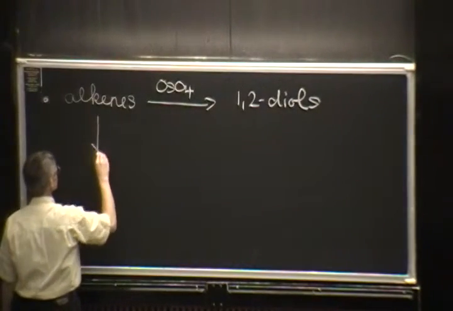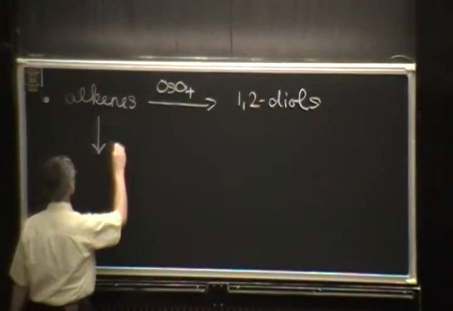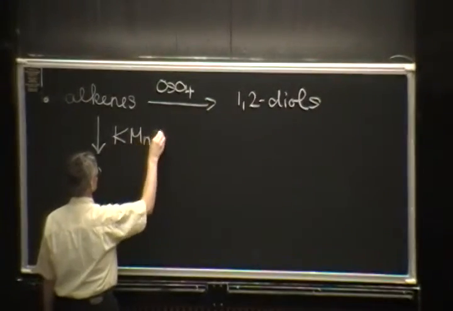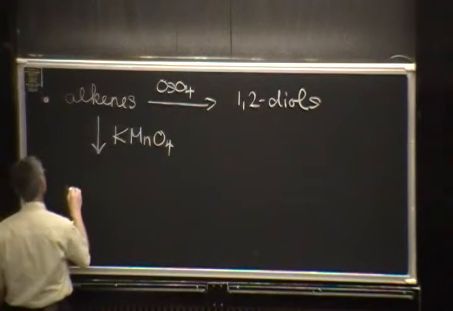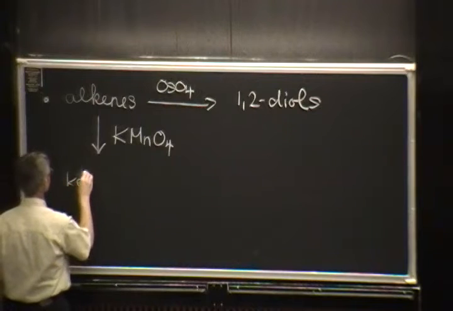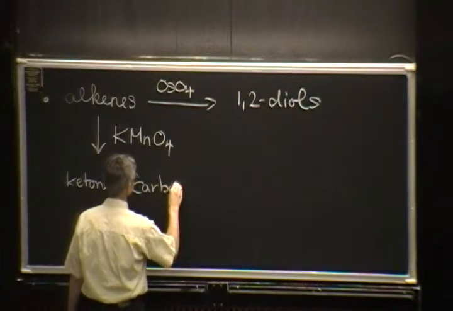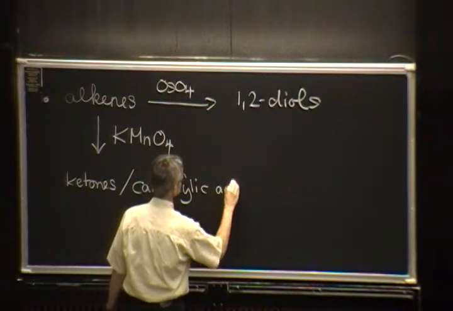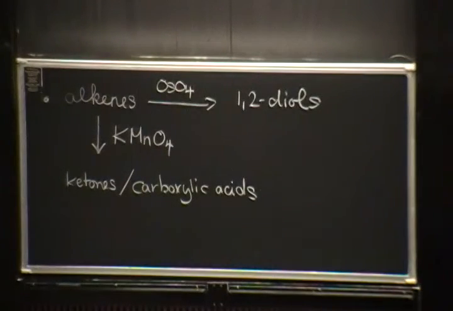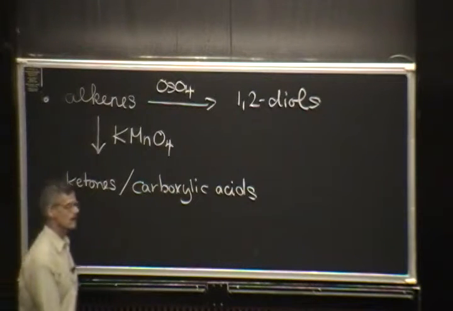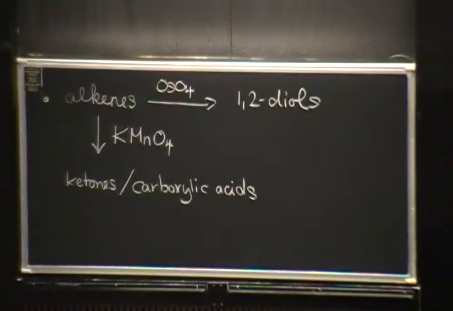We can also take alkenes and completely oxidize the carbons, the sp2 carbons, by using a more powerful oxidant. That's potassium permanganate. And potassium permanganate does a complete oxidation to give either ketones or carboxylic acids. So that's the conversion. We'll talk about the mechanism in a minute that you can affect with potassium permanganate. So it's a more vigorous oxidation of the carbon-carbon double bond.